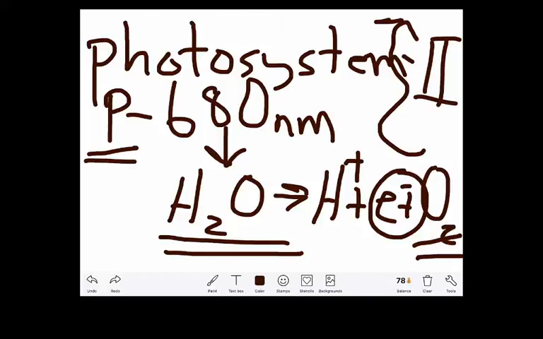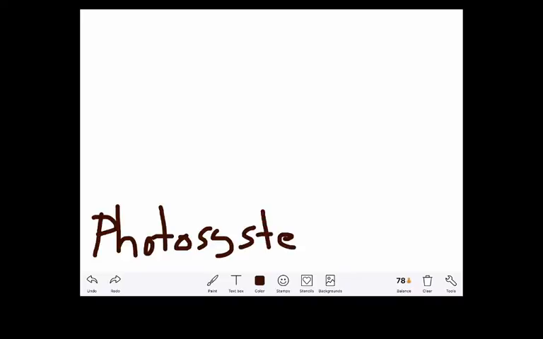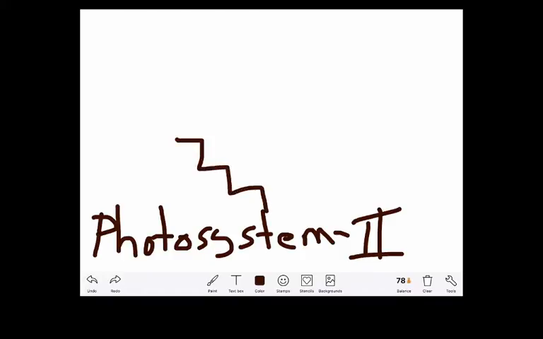This is Lecture 7 on photosynthesis, a description of the photosystems, continuing with photosystem 2, the non-cyclic pathway. And I'm going to be describing the electron transport chain of photosystem 2. The stair steps represent the electron transport chain of photosystem 2, the P680.